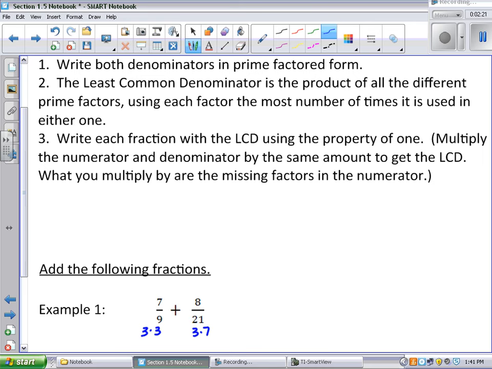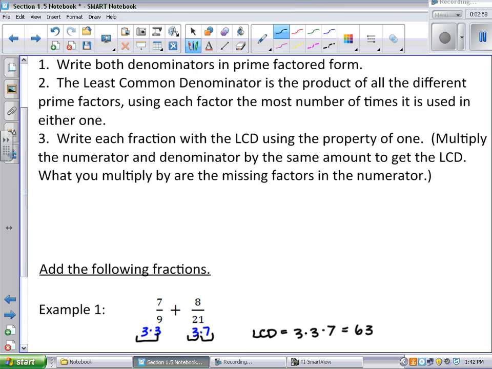The least common denominator is the product of all the different factors, using each factor the most times it is used in either denominator. 3 is used twice here and once here. So our lowest common denominator is going to use 2 factors of 3. And then the other factor that we have is 7. We have just one factor of 7, so we're going to use it once. Our lowest common denominator, 3 times 3 is 9, times 7 is 63.